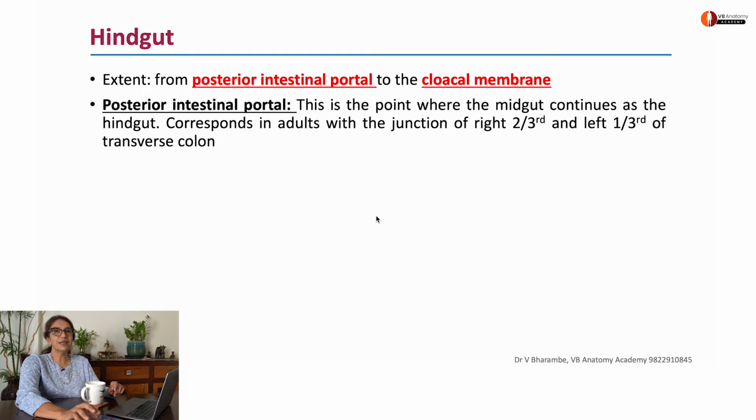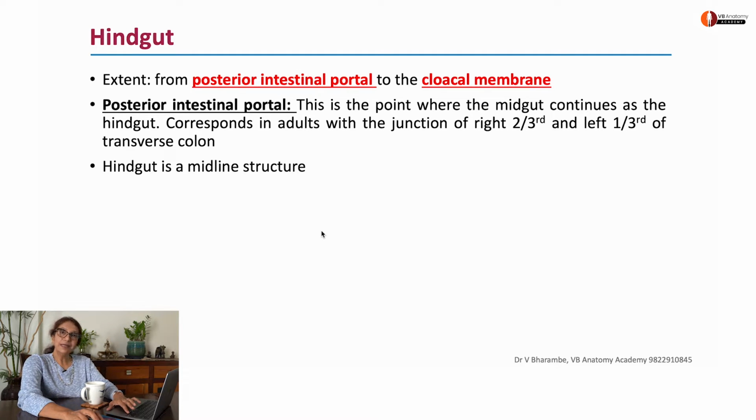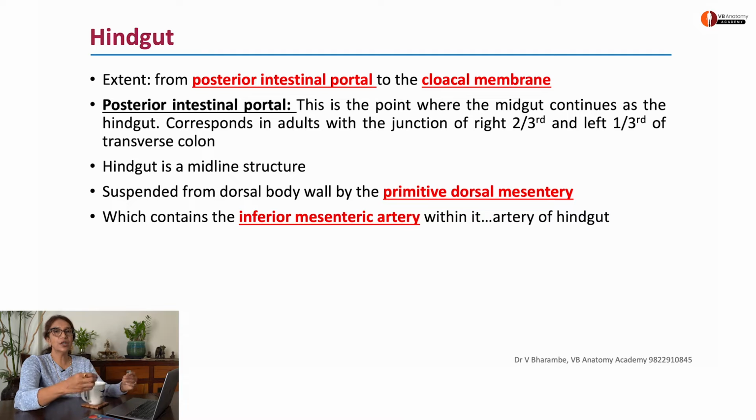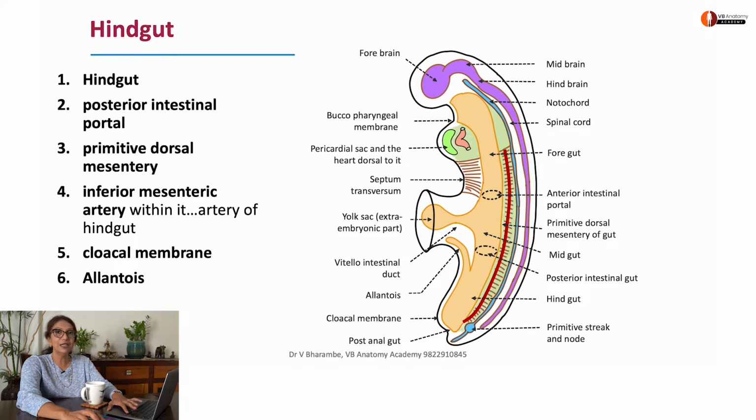Posterior intestinal portal. So what is the hindgut? The part of the gut tube beyond the posterior intestinal portal is called the hindgut. The hindgut is a midline structure held attached to the posterior wall with the help of the primitive dorsal mesentery, which contains the inferior mesenteric artery, the artery of the hindgut. All this is very difficult to read, but very easy to understand if you use images. I always say that images help you to imagine, and anatomy is about visualization.